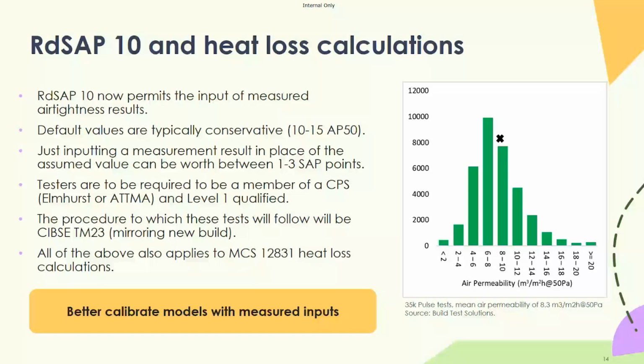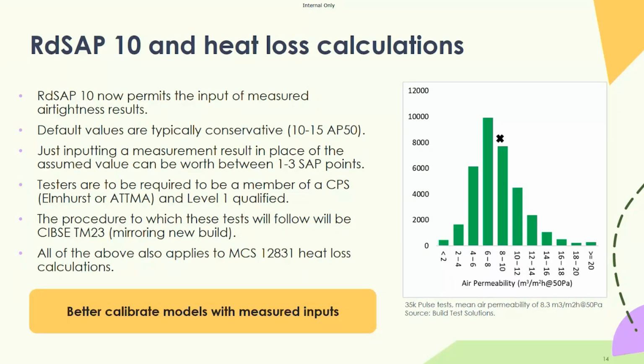You've got to make sure that you're using suitably qualified and registered professionals. And testing needs to be done in accordance with CIBSE TM23, which is basically the approved procedure referenced by Part L for new build. So it makes a lot of sense that we're testing existing homes in the same way that we do in new build homes.